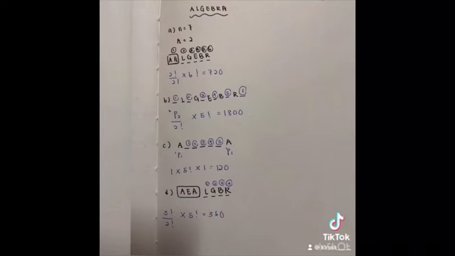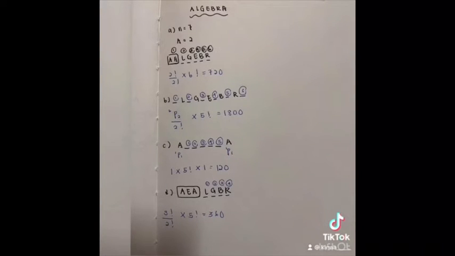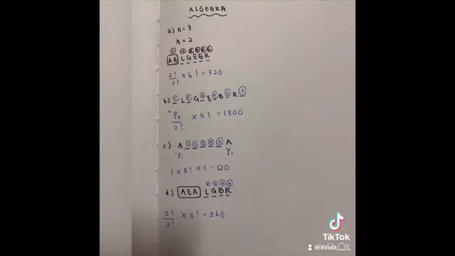D. The vowels are together. So we put all the vowels at the front together, which are A, E, and A, and we count it as 1. Then we put L, G, B, and R. So we count A, E, A as 1, L as 2, G as 3, B as 4, and R as 5. So 3 factorial because A, E, A, there are 3, over 2 factorial because there are 2 A's, which are the same, and we multiply by 5 factorial. So the answer is 360.